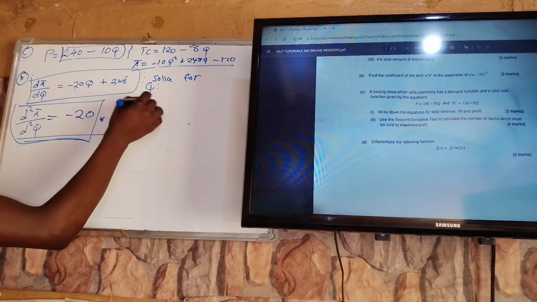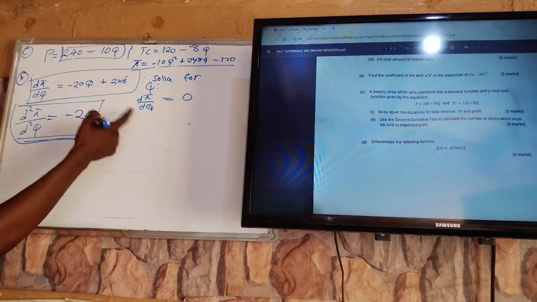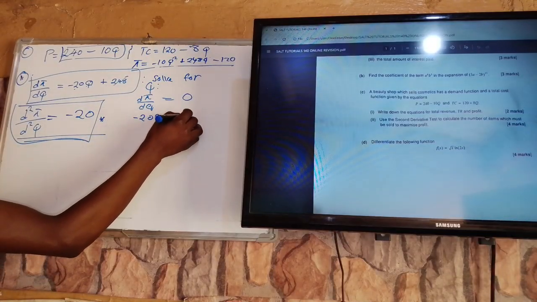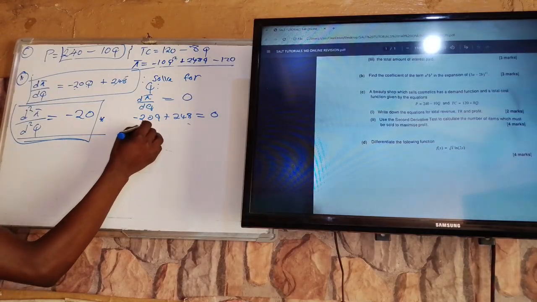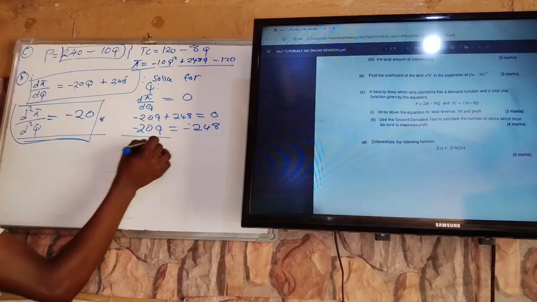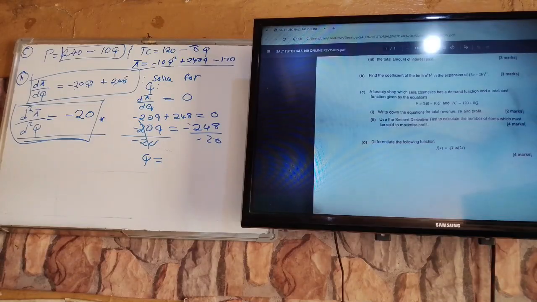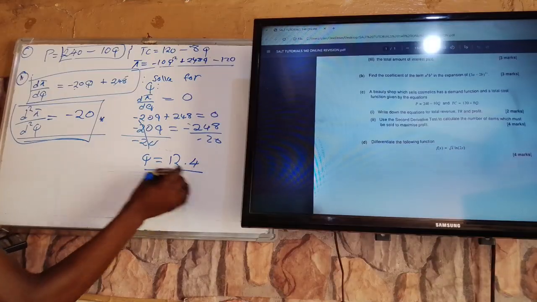When d/dq is equal to 0, this means negative 20q plus 248 should be equal to 0. Solving for q, this goes to the other side, becomes negative 20q equals negative 248, over negative 20 over negative 20, and the value of q becomes 248 divided by 20, having 12.4 as the value of q.